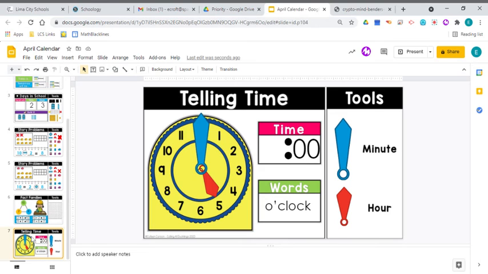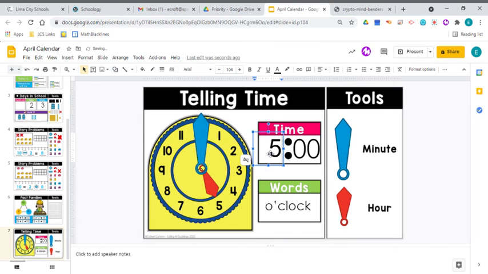All right, telling time. Remember, there are 2 hands on our clock, right? A clock has 2 hands. The hour hand is the shorter hand. And that's the number that we write first. So our hour hand is pointing to the 5. So we'll put a 5 right there.